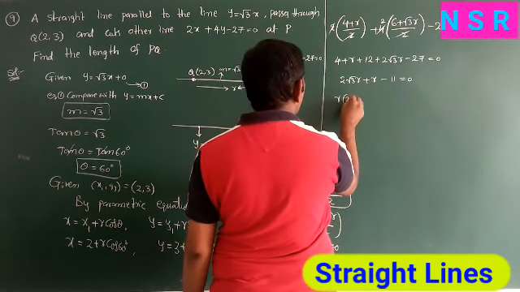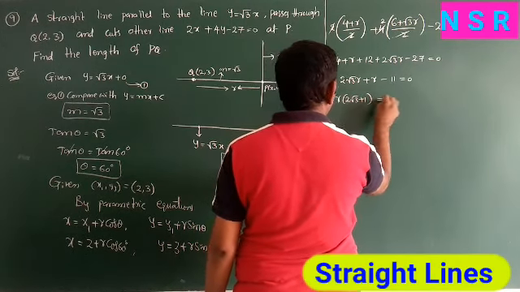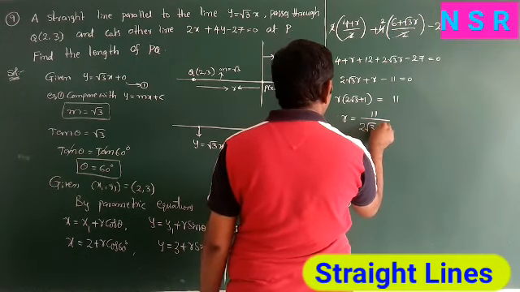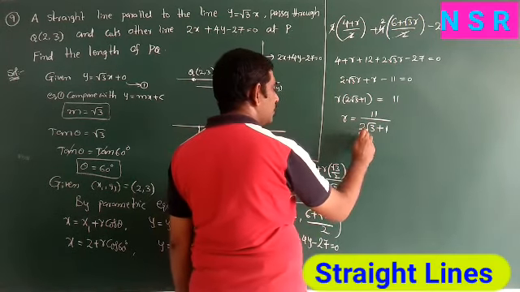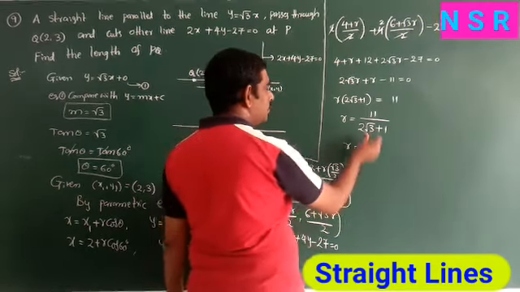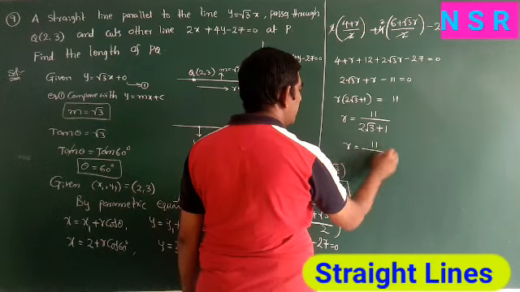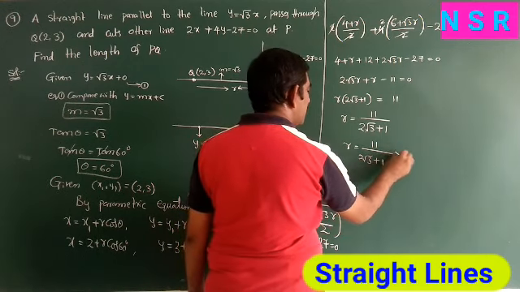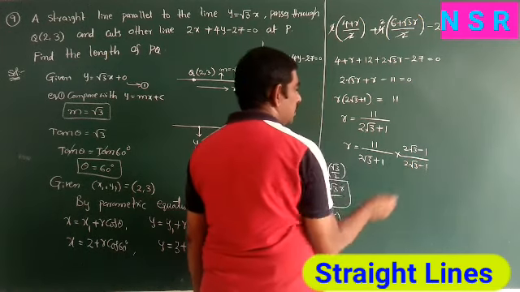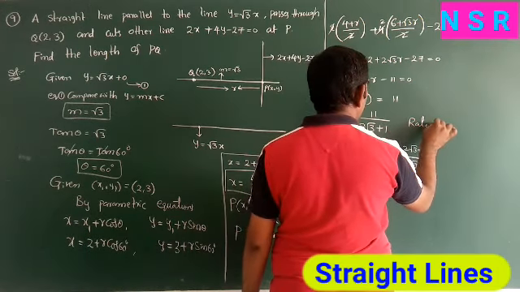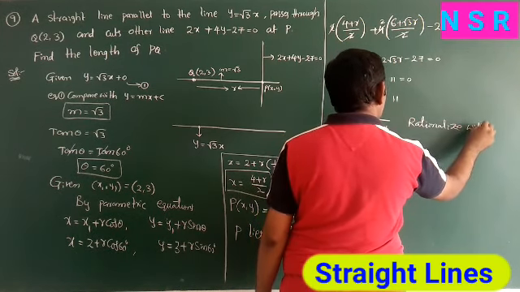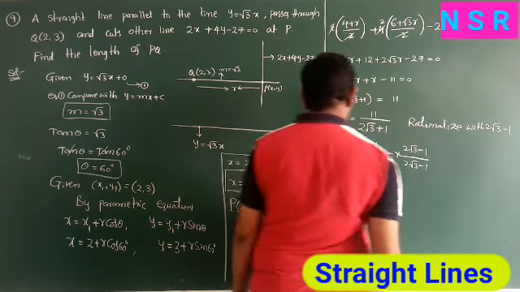Take r as common: we get (2 root 3 + 1) r, and move the -11 to this side. Now r equals 11 by (2 root 3 + 1). So rationalize this: multiply and divide with 2 root 3 - 1, so (2 root 3 + 1) into (2 root 3 - 1) by (2 root 3 - 1).